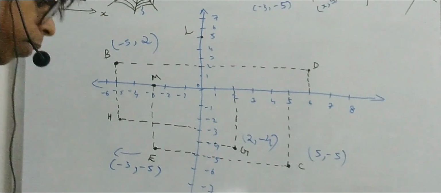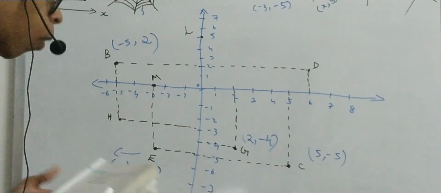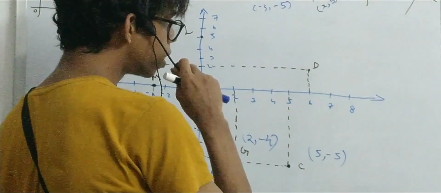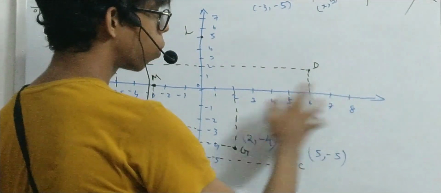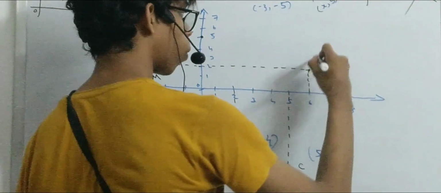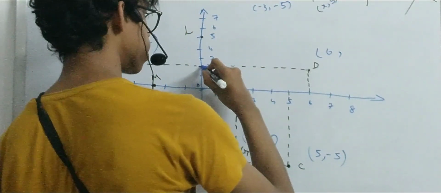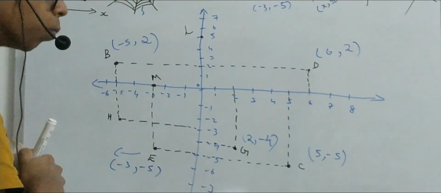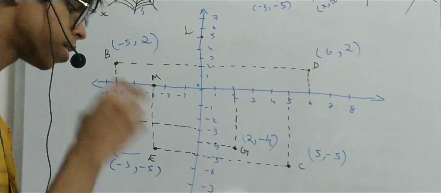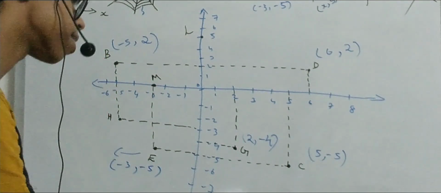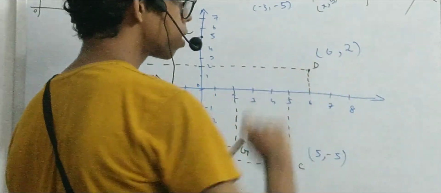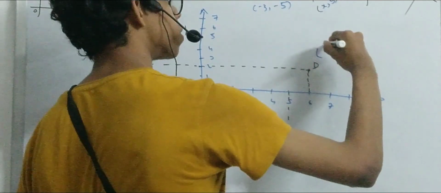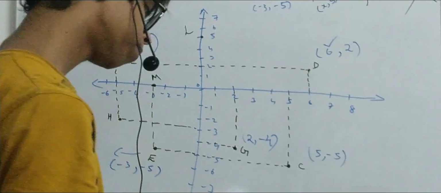Now the fifth one is the abscissa of the point D. Here this is your point D. Before writing the abscissa we will write the coordinates. Along the x-axis it is at 6, and along the y-axis the point is at 2. So we can write it as 6, 2. Now the question is the abscissa. Abscissa means the x-coordinate, the first thing that we write in the ordered pair. So here the abscissa will be 6. Okay, I hope it is clear.